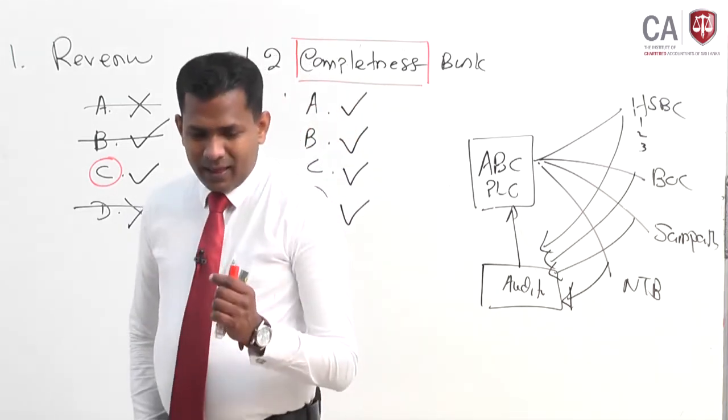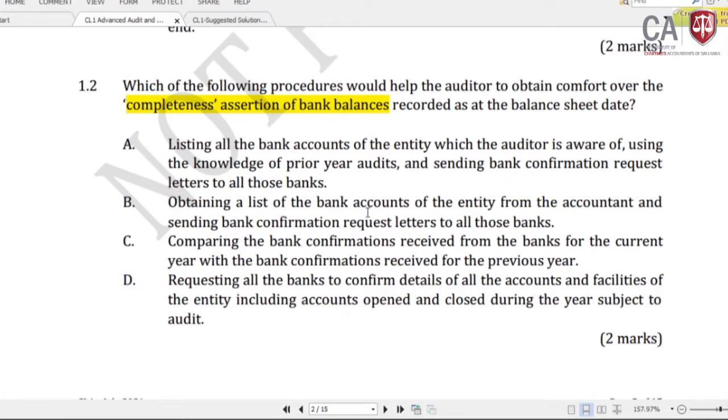Therefore, listing all the bank accounts of the entity which the auditor is aware of using the knowledge of a prior audit and sending bank confirmation requests is not the most appropriate. Obtaining a list of the bank accounts from the accountant and sending bank confirmation request letters to all those banks is not much appropriate. Comparing the bank confirmation received for the current year with the one received for the previous year is also not. Part D will be the best answer: requesting all banks to confirm details of all the accounts and facilities of the entity, including accounts opened and closed during the year subject to audit. So that will be the correct answer.